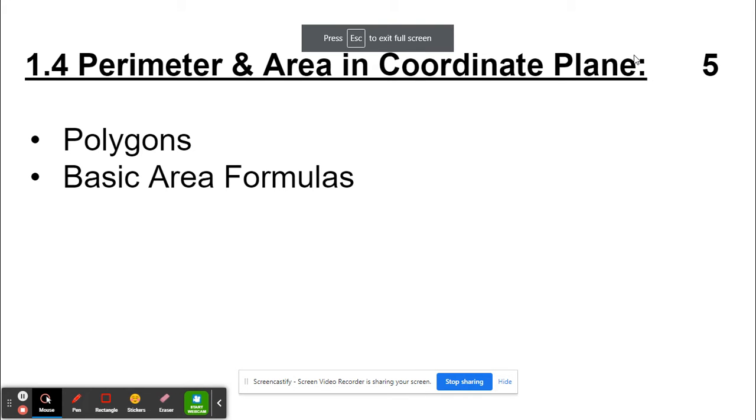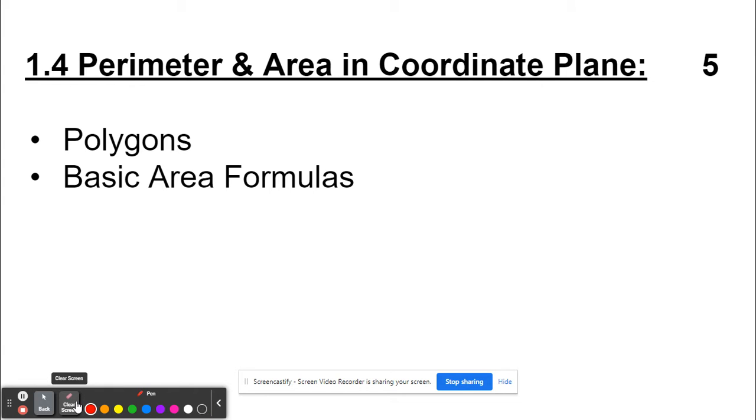So we're going to look at 1.4, which is perimeter and area in a coordinate plane. Just to refresh your memory on what a coordinate plane is: this x-axis, y-axis, that's your coordinate plane. So we're going to be graphing some polygons. Polygons are just many-sided figures.